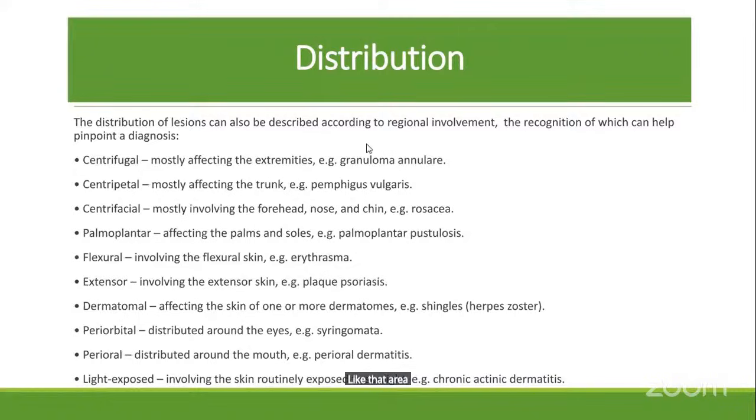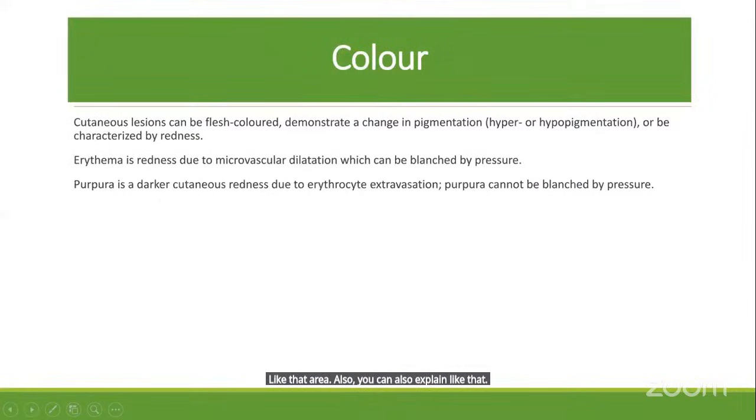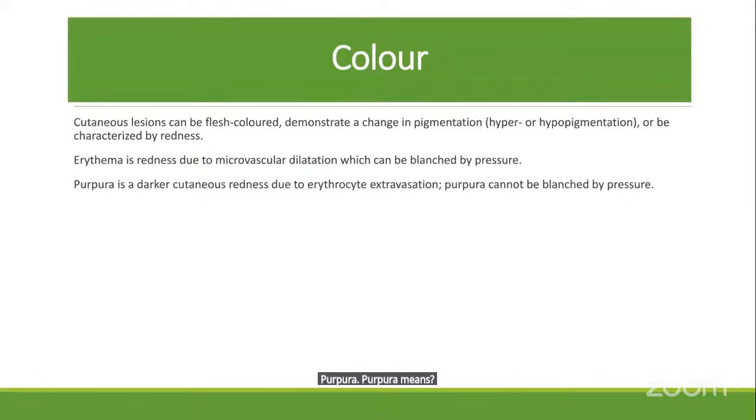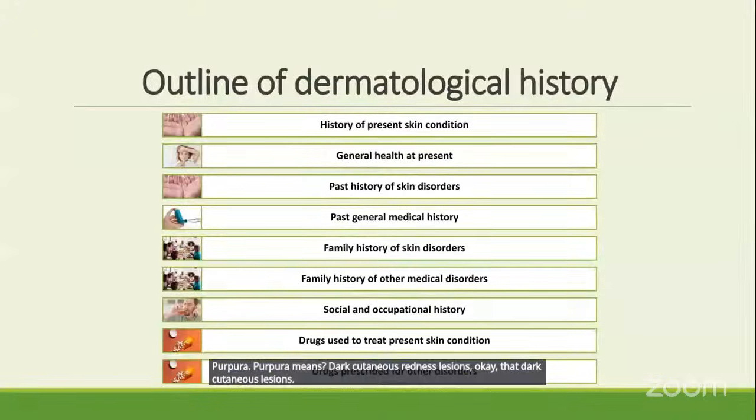You can also explain like that. Clear or not? And you can also explain whether it is flesh colored, whether hyperpigmentation or hypopigmentation, characterized by redness, erythema, purpura. Purpura means dark cutaneous lesions. Is this portion clear or not? Then we can move forward.